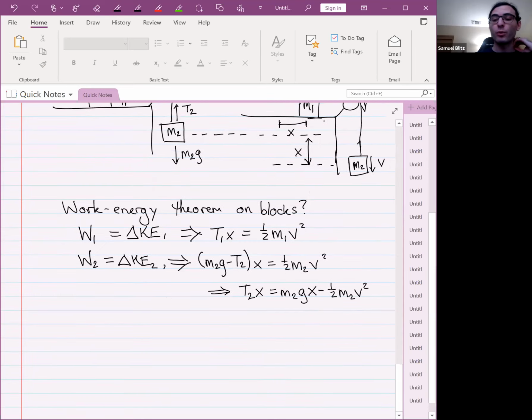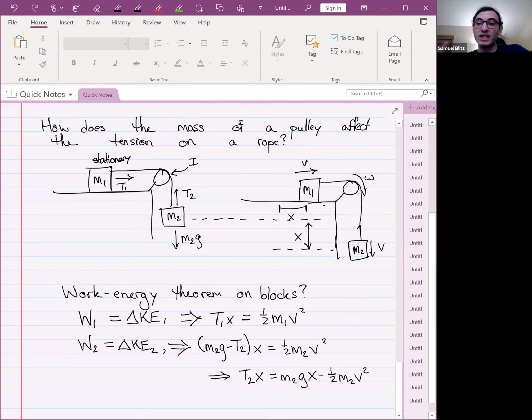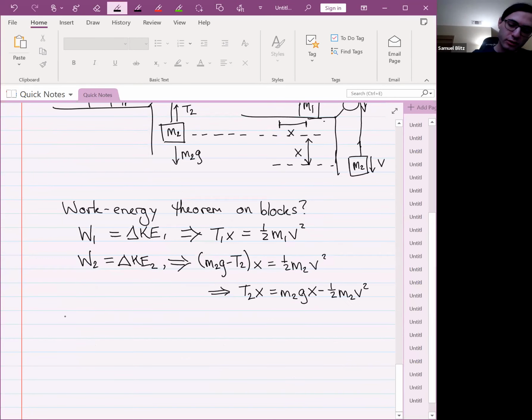So the whole purpose of this analysis is to see how the mass of the pulley will affect the tensions. We want to compare how T1 and T2 compare. If the mass of the pulley was 0, we've said that the tensions should be the same. So one way to check if they're the same is just to subtract them. Subtract T2 from T1 and see if you get something that's 0 or not. If it's not 0, then you know the tensions aren't the same. If it is 0, then the tensions are the same. So let's take the difference.